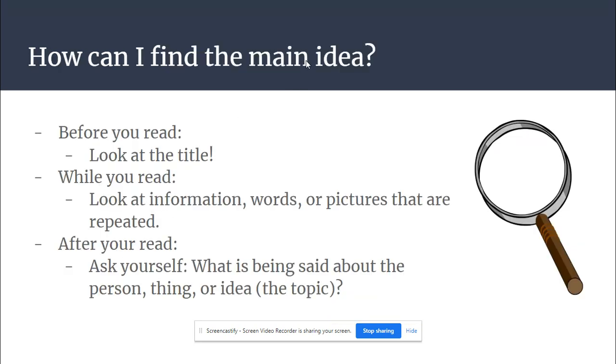There are a couple of different ways you can find the main idea. So one is looking at the title before you read. One is looking at information, words, or pictures that are repeated while you're reading. And another is when you finished reading, ask yourself what is being said about the person, thing, or idea, the topic.